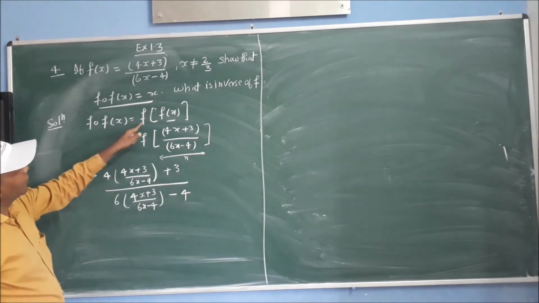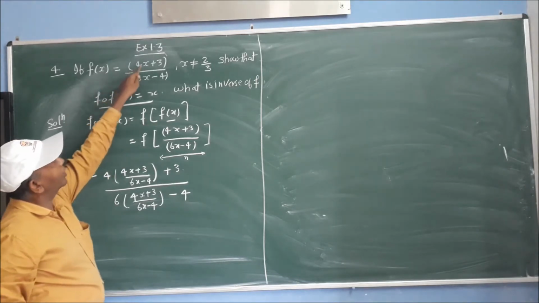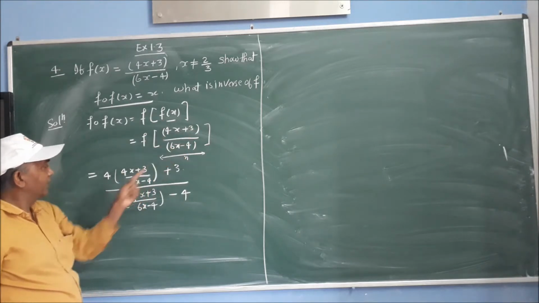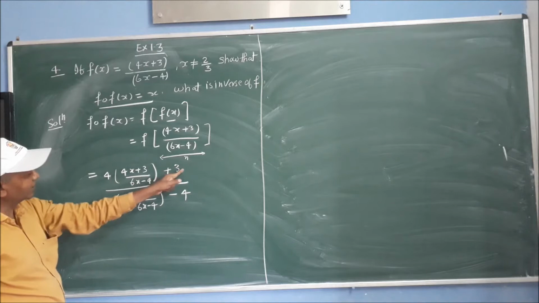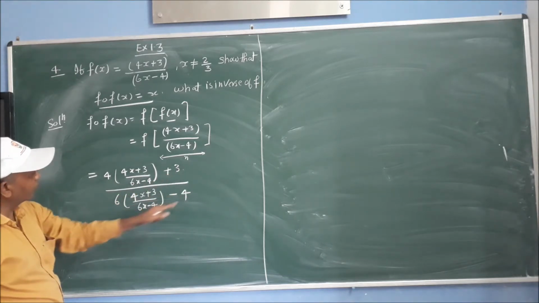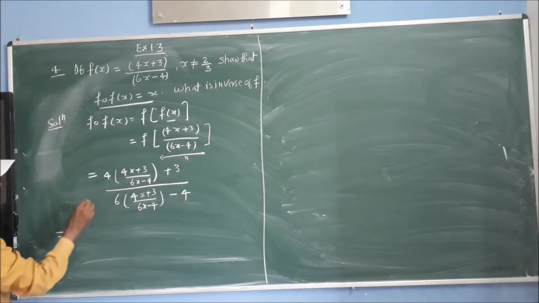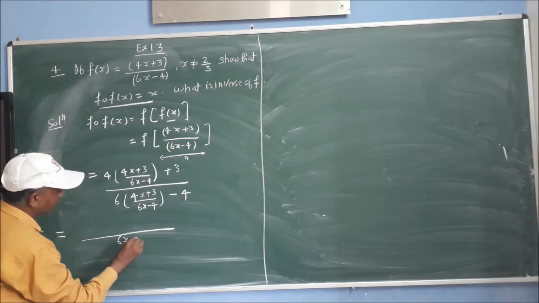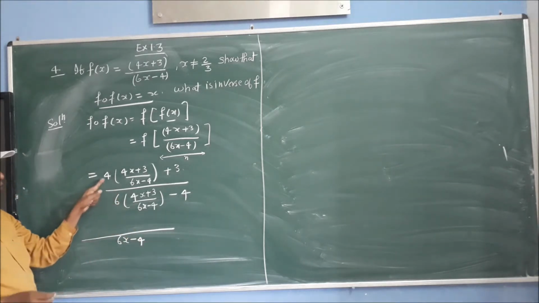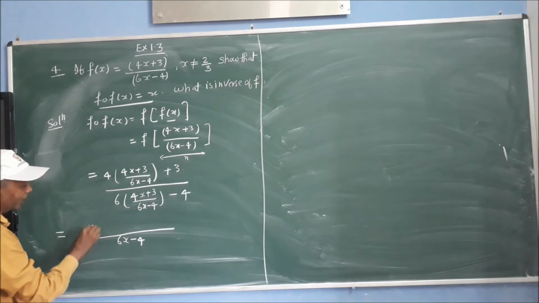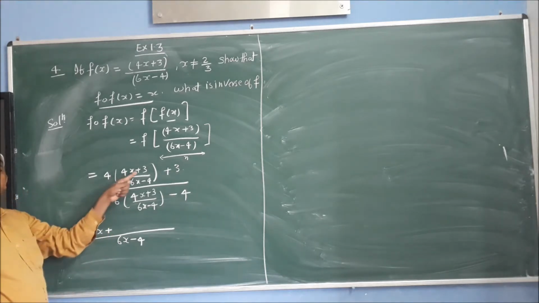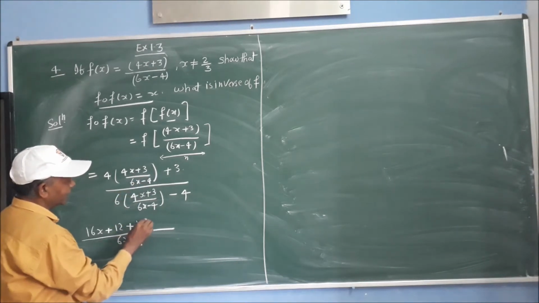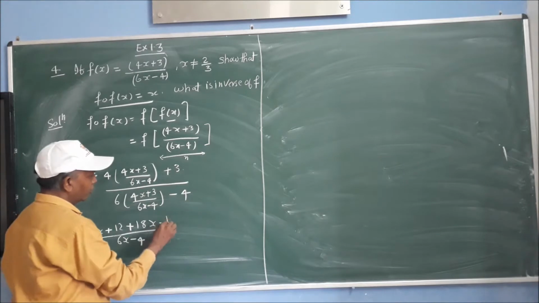Check here. f(f(x)) can be written as, f(x) is your what? 4x plus 3 upon 6x minus 4. So we have written it here and used this whole as x. So this can be written as 4 into (4x plus 3) plus 3 into (6x minus 4). So this will be equal to what? Take the LCM. The LCM is your 6x minus 4. And this can be written as 4 into 4, 16x plus 4 into 3, 12, plus 6 into 3, 18x minus 4 into 3, 12.